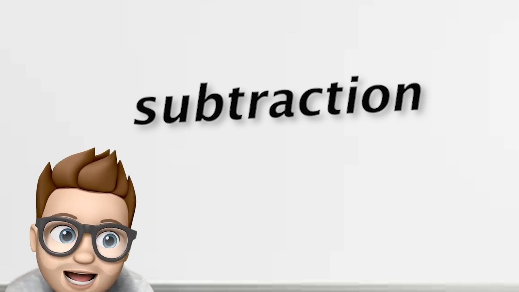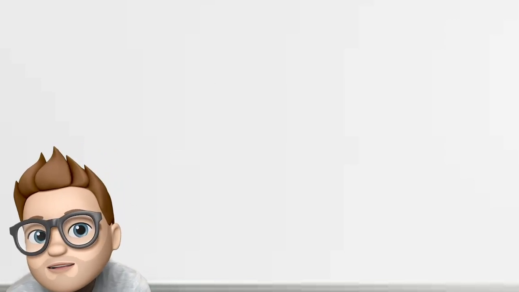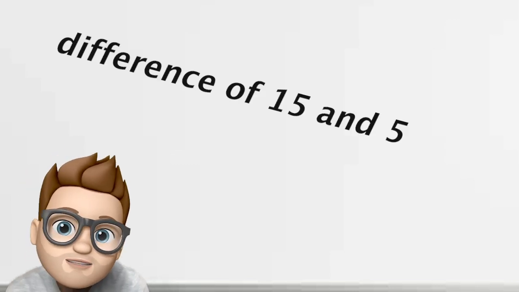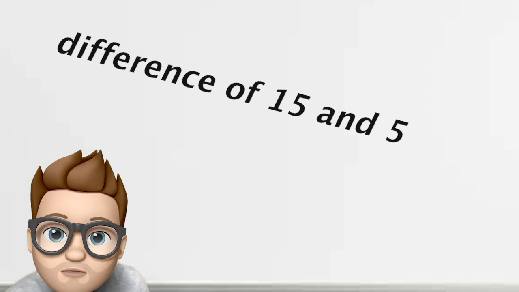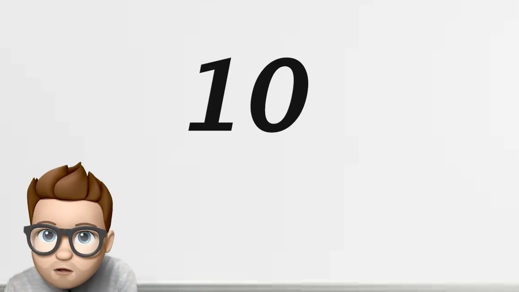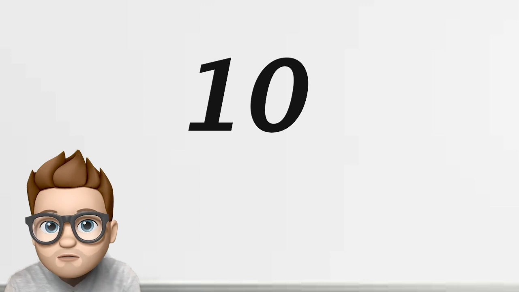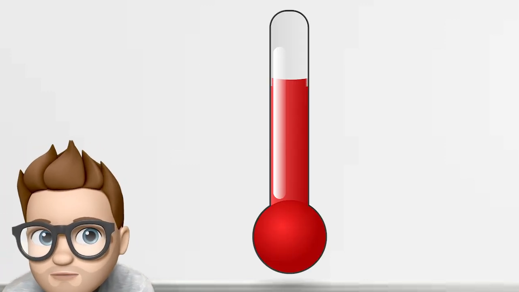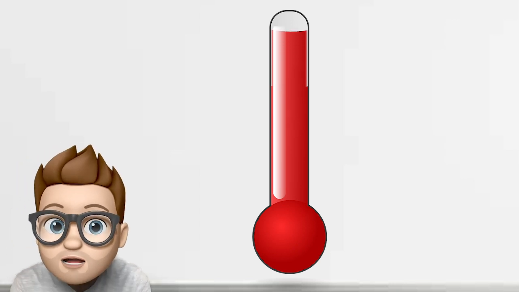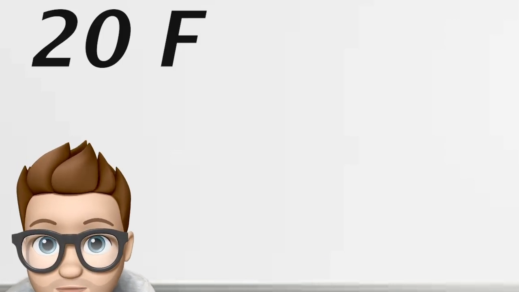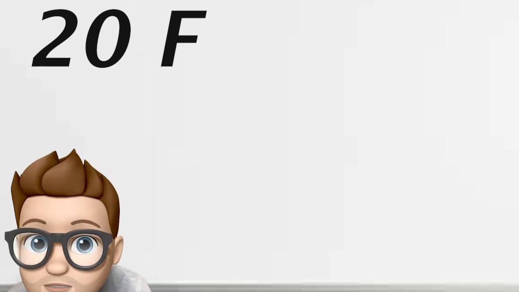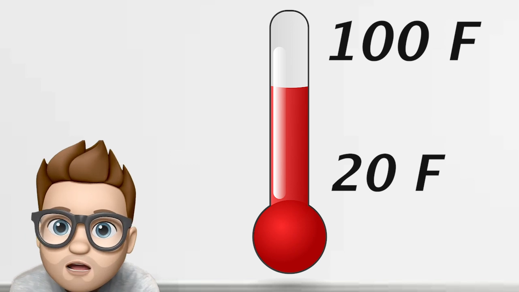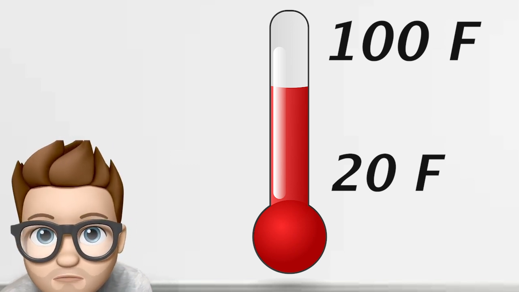One of the big ones that we have is saying something like, we're going to take 15 and 5, and we want to know the difference of 15 and 5. So the result is 10, but why 10? Why do you know it's subtraction? Well, think about it this way. If you look outside and you're like, all right, so it's 20 degrees Fahrenheit, or it's 100 degrees Fahrenheit, what's the difference between those? What's the difference between 100 degrees Fahrenheit and 20 degrees Fahrenheit?